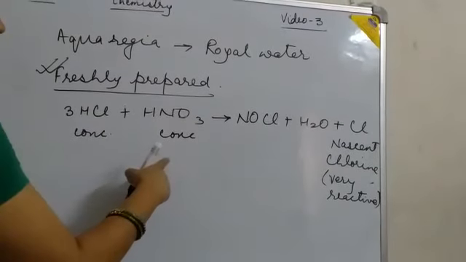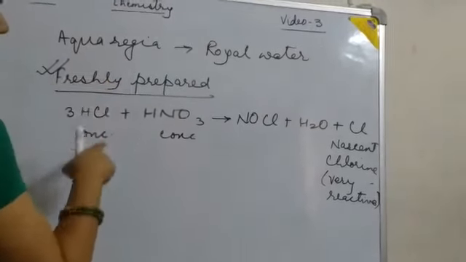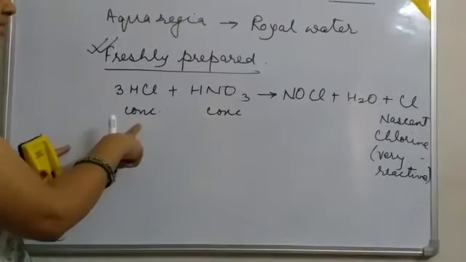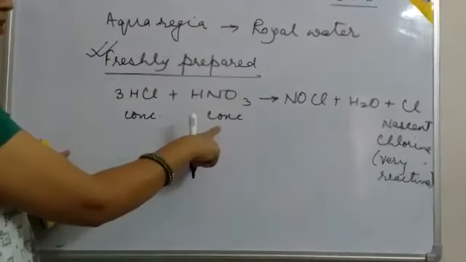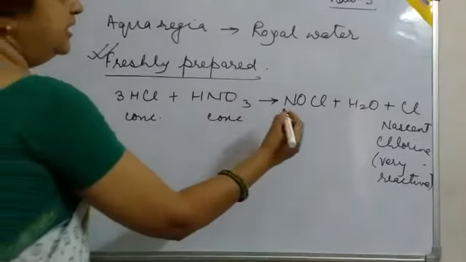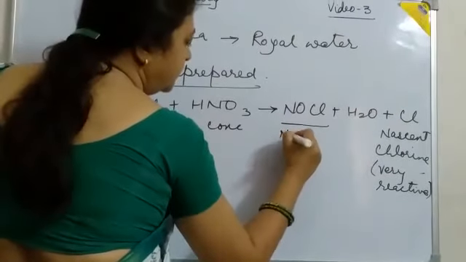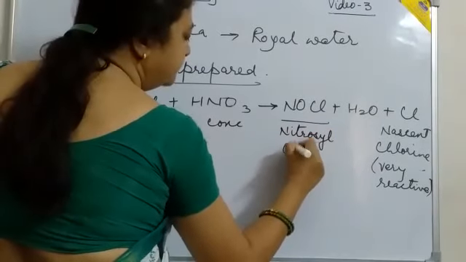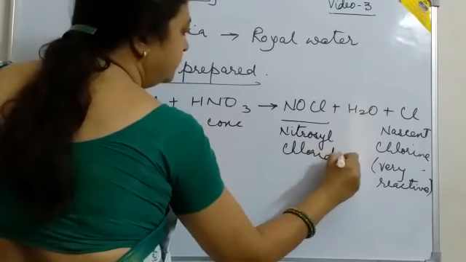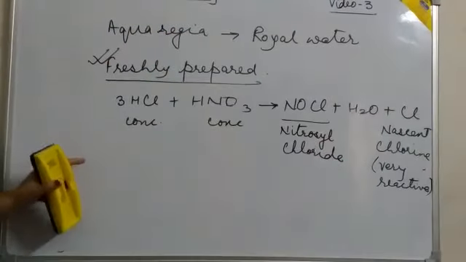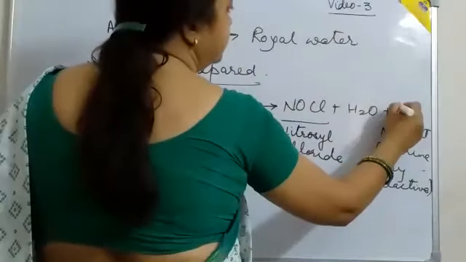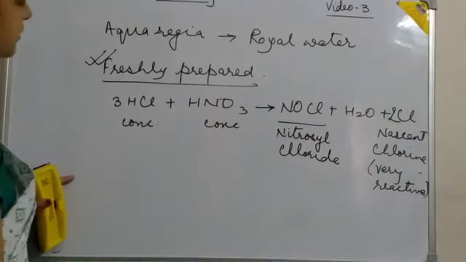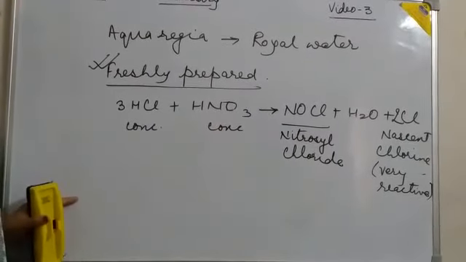So this aqua regia is freshly prepared 3 parts of concentrated hydrochloric acid and 1 part concentrated nitric acid, and this compound is called nitrosyl chloride. So 2 chlorine is formed in this reaction, and balance this reaction. This is aqua regia.